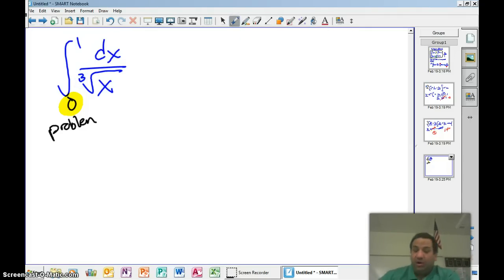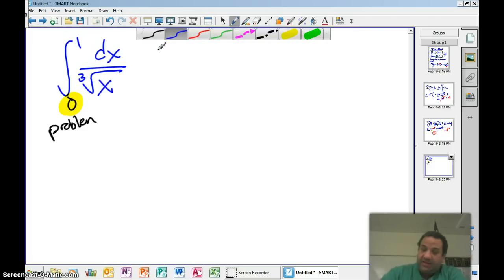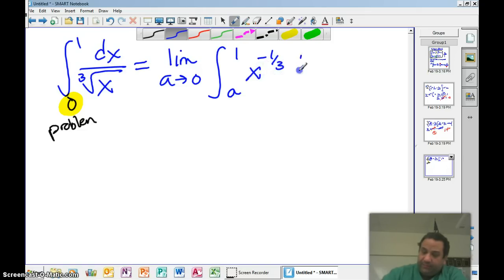All right. So what we're going to do is make this the limit as a goes to 0 of the integral from a to 1 of x to the negative 1/3 power dx. I made it look nicer for you. Now, we have to approach 0 from the right, so we come through the integral.